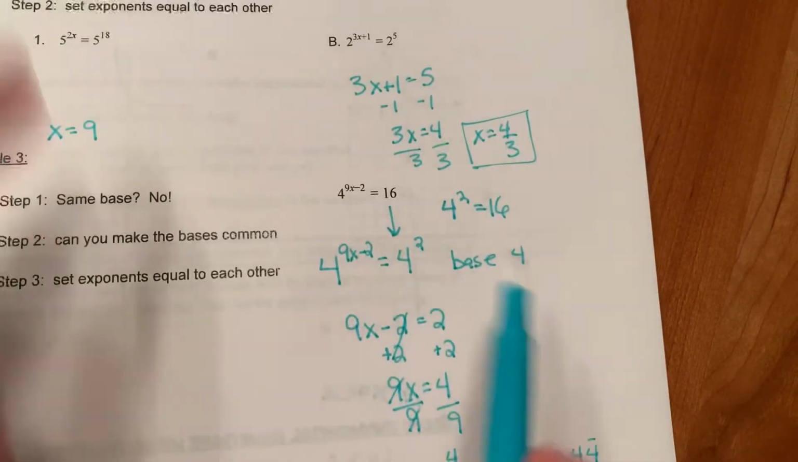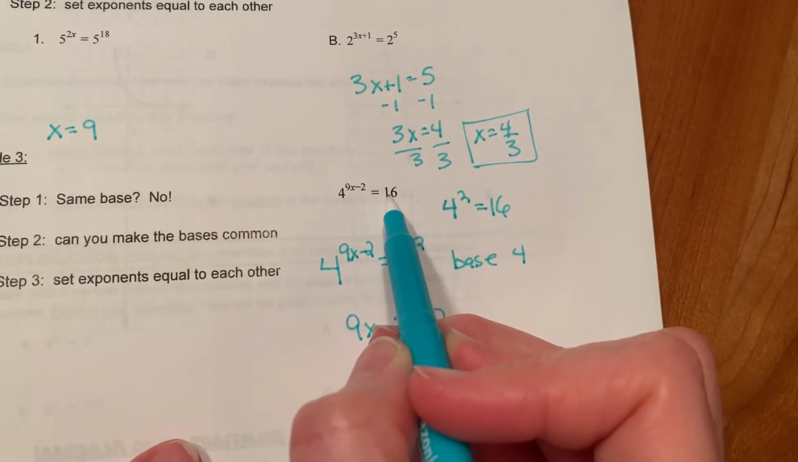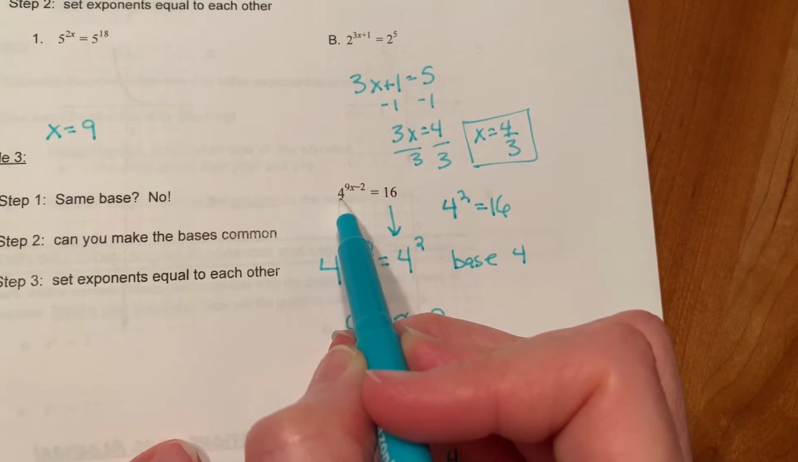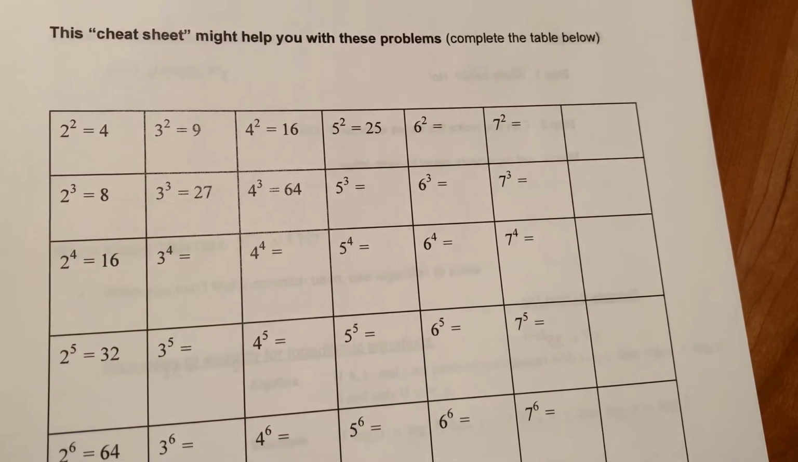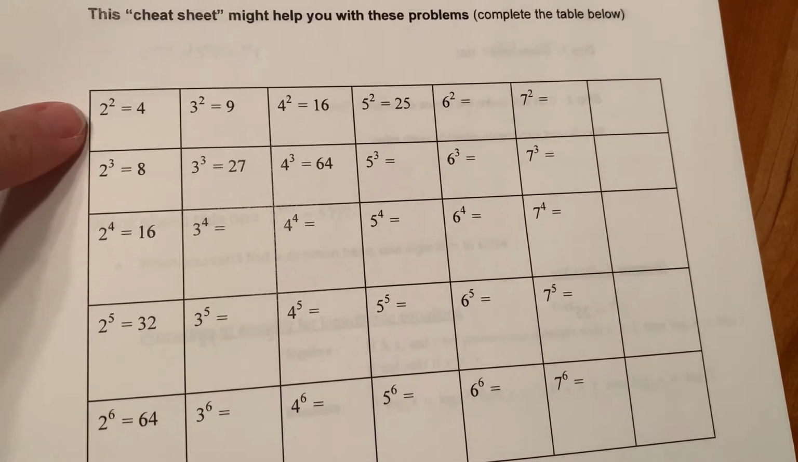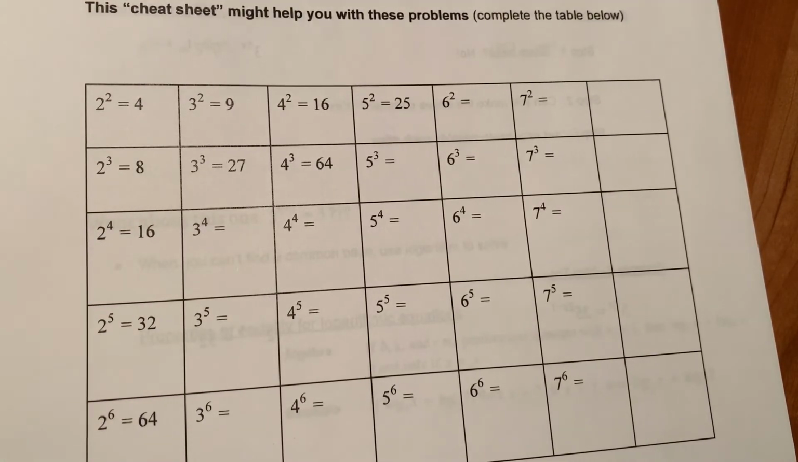Okay, so again, if your bases don't match, can you rewrite the bigger base to be the same as the smaller base? Let's see if we have another one here. Oh, well, before we do another one, we're going to do what we call a cheat sheet. That might help you solve problems when you have to make a common base. So if you look down, this is all your base 2s: 2 to the second power, 2 to the third, 2 to the fourth, 2 to the fifth, and so on. So what we want to do is complete the rest of this.